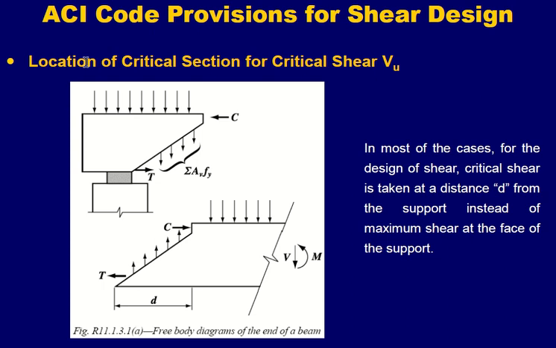Now, locating the critical section for critical shear Vu. In most cases for the design of shear, critical shear is taken at a distance d from the face of the support instead of the maximum shear. Why do we take it at a distance d? We assume that the maximum shear is acting at the face of the support, and we also know from the previous concept that the length of the crack is equal to the depth of the beam. So the length of the crack is d, and this is the critical point where critical shear is acting and causing shear cracking in the beam. So we design for this critical shear instead of the ultimate shear.